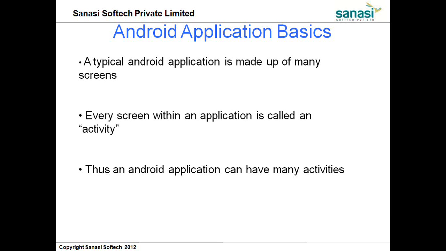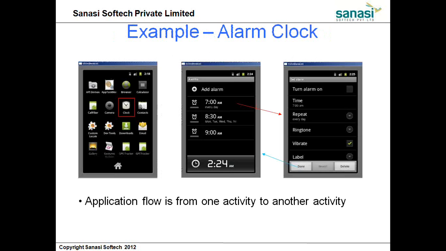So here's a quick example, and it is in fact one of the simplest and most useful applications on Android, which is the alarm clock. If you observe the first image here on the screen, that's the shortcut to the alarm clock application. Once you click on it, it starts off and shows you a screen that looks like the second image, the one in the middle. You observe that this is one activity. What you're looking at right now is one activity, that is one screen.